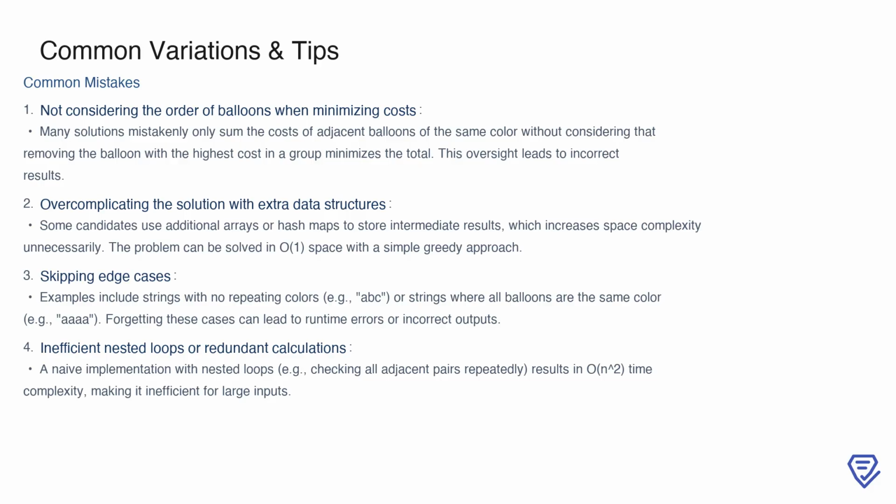Another area where mistakes happen is skipping edge cases. For instance, if the string has no repeating colors, such as ABC, or if all balloons are the same color, like AAA, these scenarios must be handled correctly to avoid runtime errors or inaccurate results. Finally, inefficient implementations, such as using nested loops to check all adjacent pairs repeatedly, can lead to O(n²) time complexity, which is too slow for large inputs. A single pass through the string is enough when done carefully.